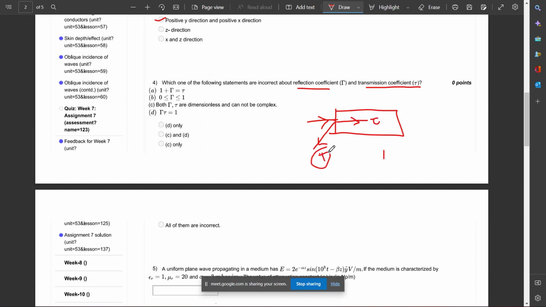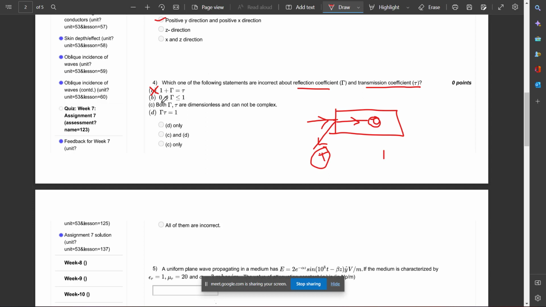Both these coefficients can be equal to 1, but can never go above 1, since each is a part of the main wave. So the first statement, which says that 1 plus gamma is equal to tau: even if the reflection coefficient is at its minimum, which is 0, tau is equal to 1. But if it goes to 0.1, then our transmission coefficient becomes 1.1. That cannot happen, right? So the first statement is wrong, because our transmission coefficient cannot go above the value 1.